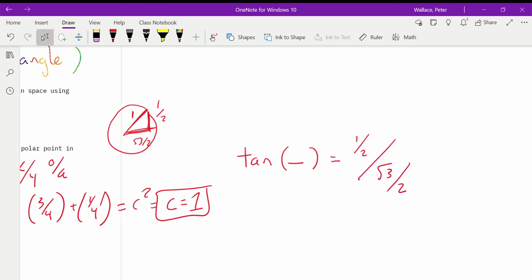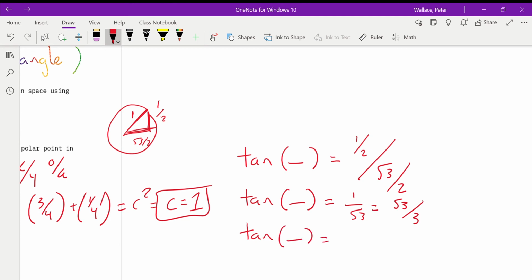So that's going to be tangent of something is equal to, you've got to flip these around, so you're going to have 1 over root 3, because your 2's will cancel, so 1 over root 3, or root 3 over 3 when you rationalize the denominator. So where is our tangent equal to root 3 over 3?